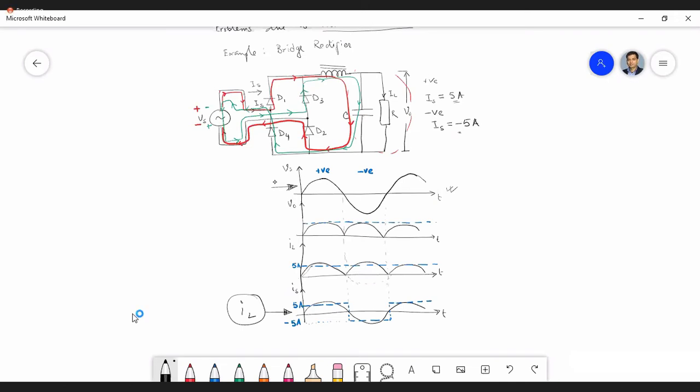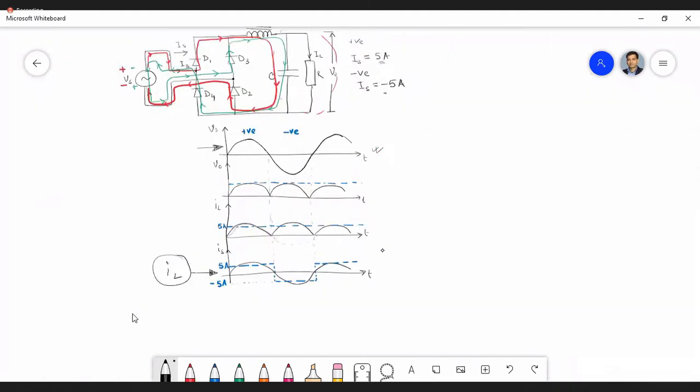Though you are using sinusoidal voltage, we are not getting sinusoidal current. The waveform differs from its sinusoidal nature. Now, when a waveform is not a sinusoidal waveform, what can we do for it? Anybody? So, harmonic analysis. Harmonic analysis. Why?